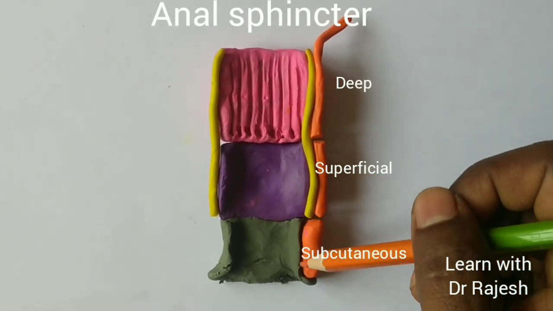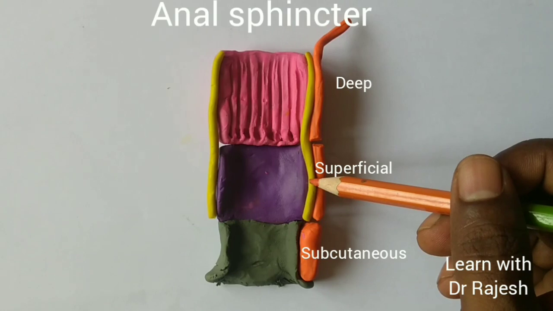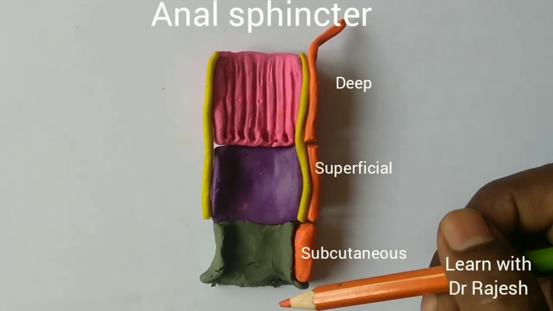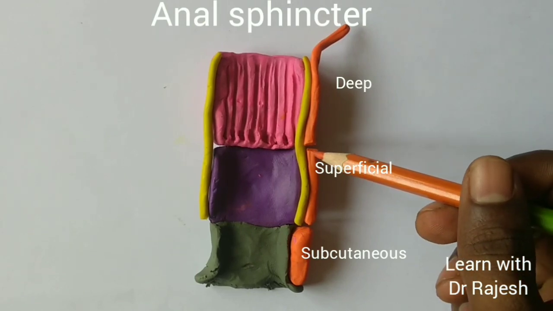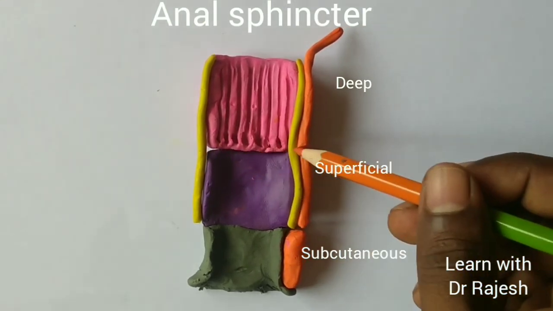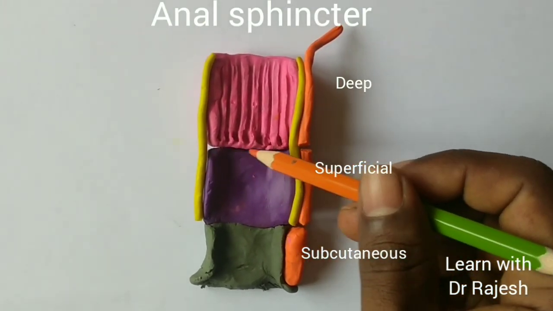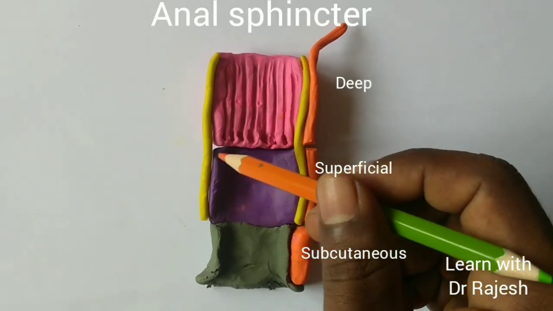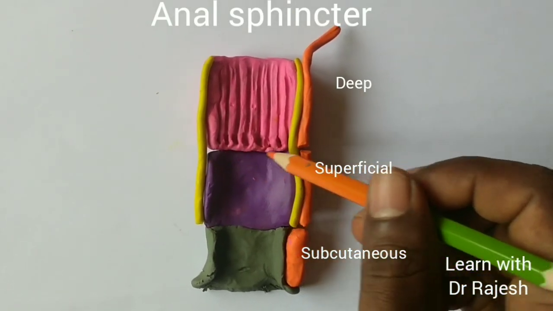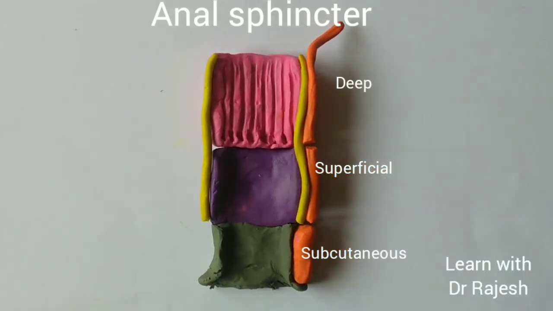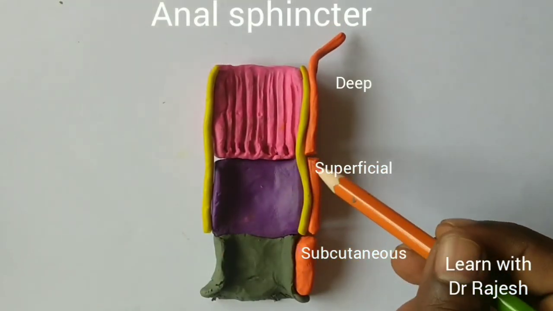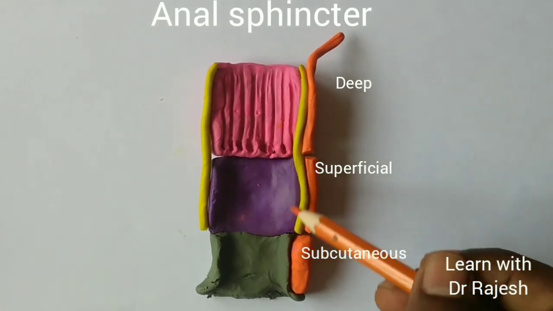Below the white line of Hilton, the internal anal sphincter is absent, and only the external anal sphincter is present, that is the subcutaneous part. Next is the superficial part. The superficial part is present in relation to the middle region, that is the middle 15 millimeter of the anal canal, the pecten region.